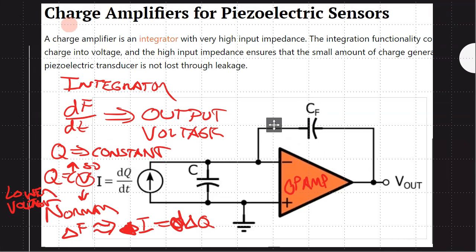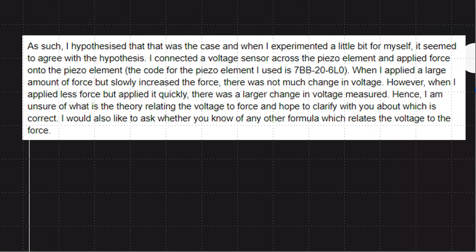So the viewer then writes, as such, I hypothesized that was the case. And when I experimented a little bit for myself, it seemed to agree with that previous statement. Now, I was claiming that, hey, that change in force equals voltage. That's because of the short circuit condition, because of the circuit that they used to probe the piezo.